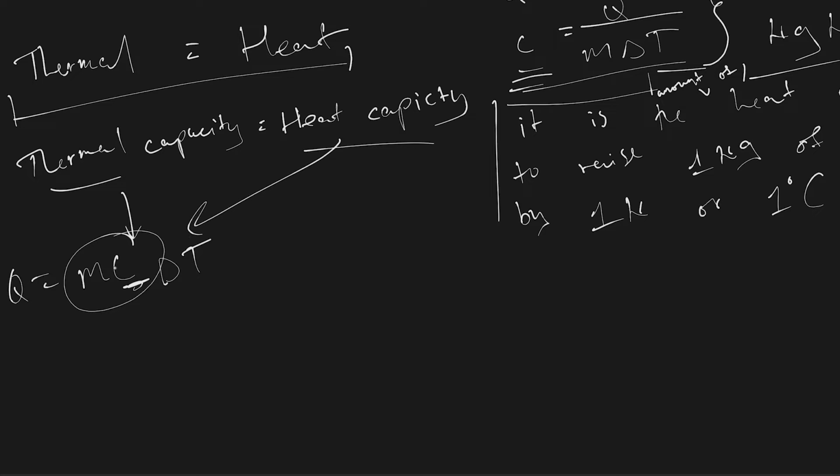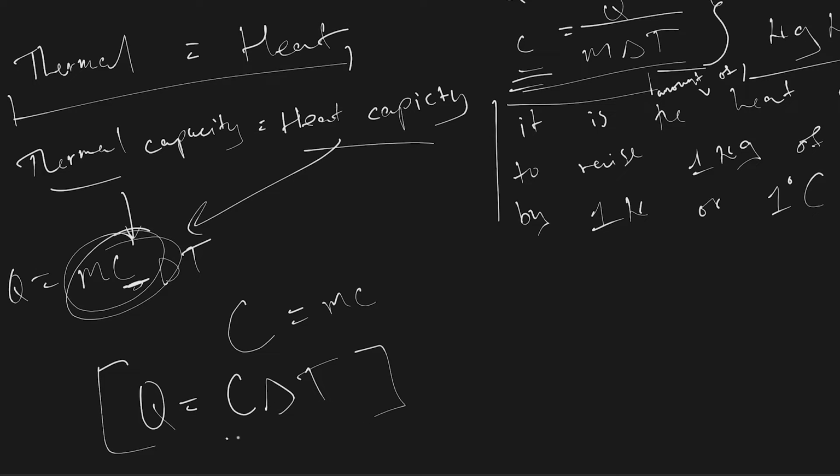That's the same with heat capacity. Heat capacity is also just mc, and we can denote that with a capital C instead of a small c. So capital C is equal to m small c. If we wanted to just use that, Q is equal to C delta T, we would be using the thermal or the heat capacity to find out all of these answers.